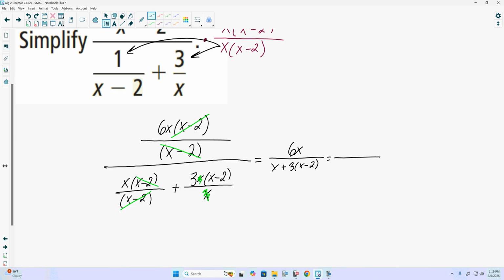Now, before we can say we're done, we need to make sure that we have this as simplified as far as possible. The numerator is just the term 6x. There's nothing we can do with it. But on bottom, we do have this 3 times x minus 2 that we do need to multiply through. When we multiply that through, we'll end up with x plus 3x minus 6. x and 3x are like terms. Well, x plus 3x is 4x minus 6.